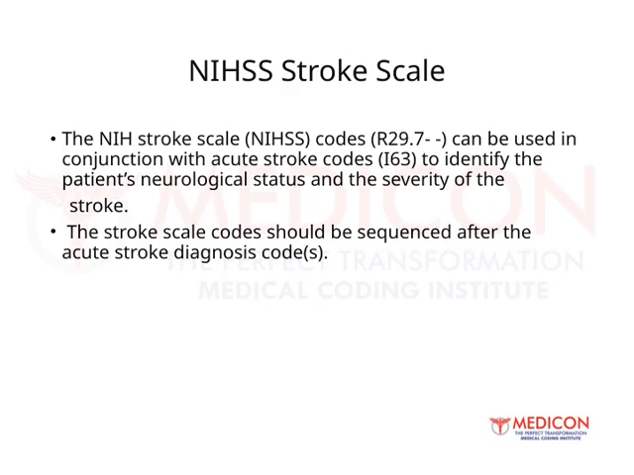Now, let's talk about the NIHSS stroke scale. The NIH stroke scale, which is coded as R29.7, is a valuable tool that we can use alongside the acute stroke codes, like I63. Its primary purpose is to help us assess the patient's neurological status and determine the severity of the stroke. This information is crucial because it guides our treatment decisions and helps us monitor progress over time. It's important to remember that the stroke scale codes should be sequenced right after the acute stroke diagnosis codes. This sequencing ensures that the documentation accurately reflects the clinical picture, from diagnosis to severity assessment.